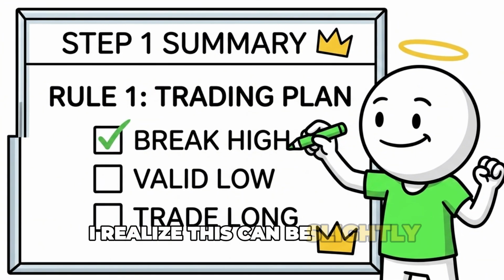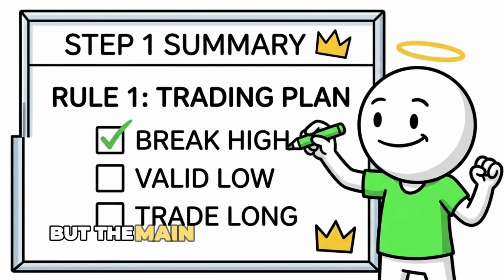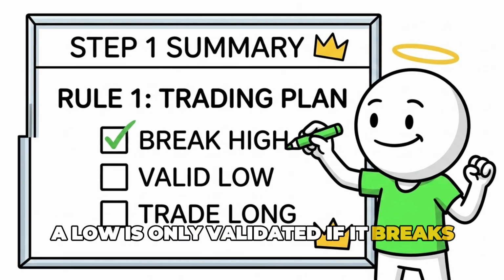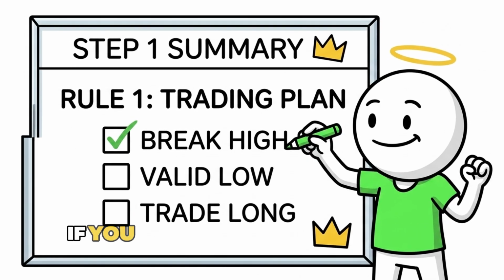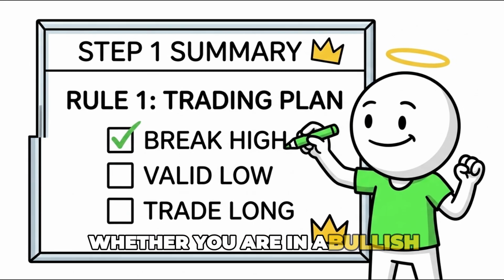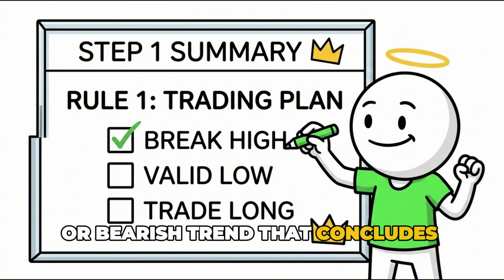I realize this can be slightly confusing at first, but the main rule to burn into your memory is this: a low is only validated if it breaks the previous high. If you remember that one simple rule, you will easily be able to identify whether you are in a bullish or bearish trend. That concludes step 1.